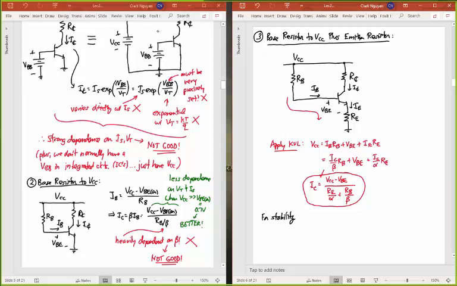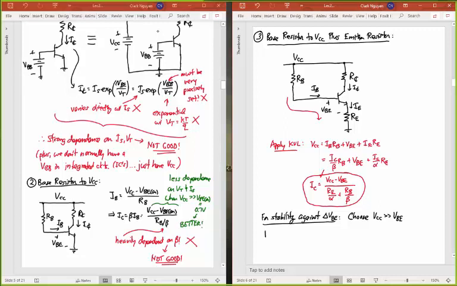So for stability against changes in VBE, what do I need from this circuit? I need to choose VCC much greater than whatever VBE is going to be. You know VBE is going to be about 0.7 volts. So I want a VCC that's much greater than 0.7 volts there. What that will do is it will reduce all dependence on delta VBEs because VCC will dominate over that.